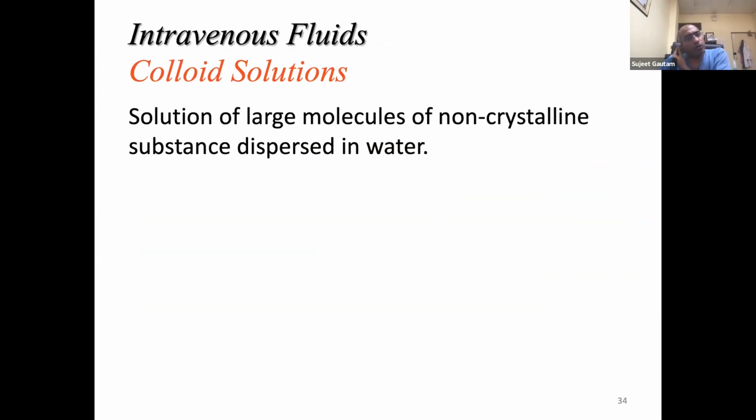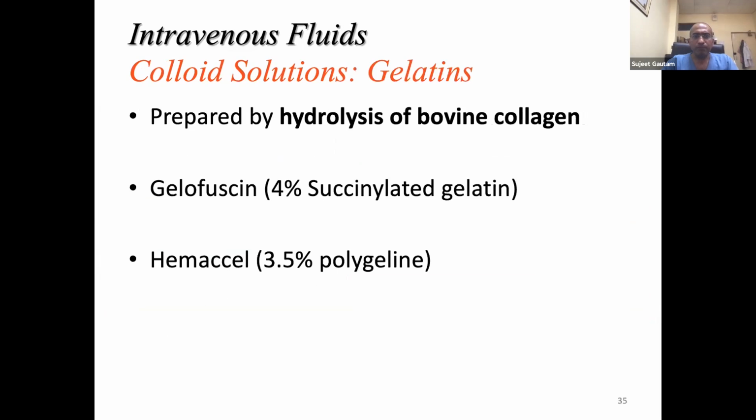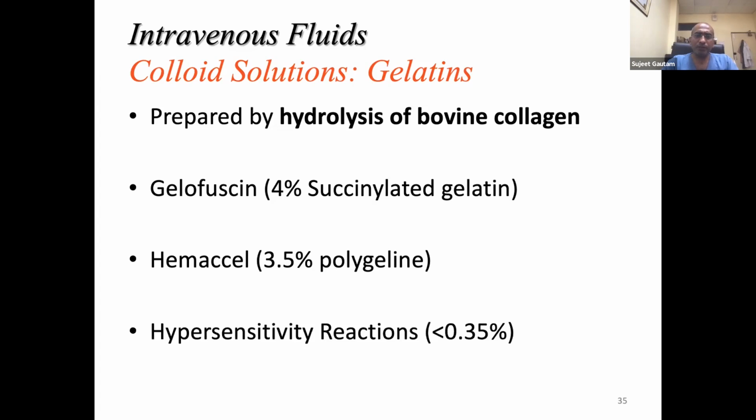Now, coming on to colloid solutions. Well, these are solutions of large molecules of non-crystalline substance dispersed in water. And the commonly used colloid solutions are gelatins, dextrans, hydroxyethyl starch, and albumin. The gelatins are prepared by hydrolysis of bovine collagen, and the brands which are commonly available are Gelofusine, which is 4% succinylated gelatin, and Haemaccel, 3.5% polygeline. Hypersensitivity reactions are said to be commonly associated with gelatins, but the incidence is pretty low, less than 1%.